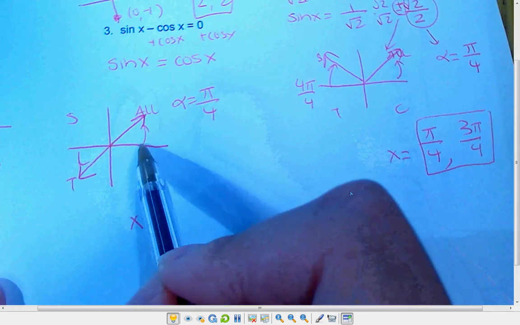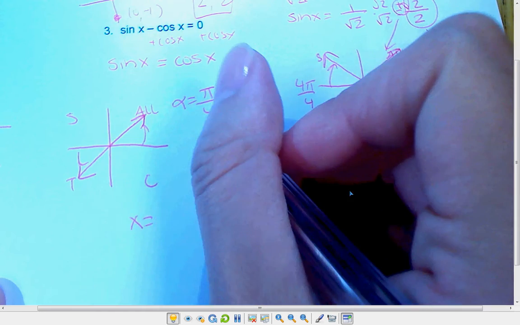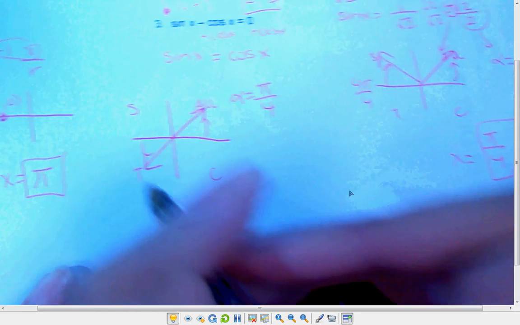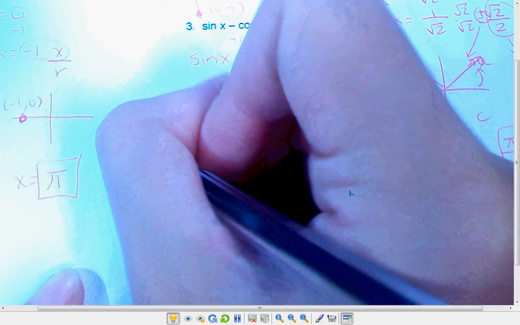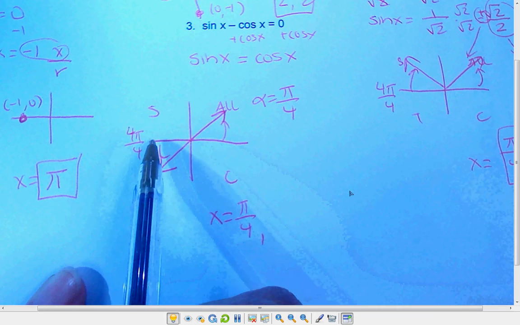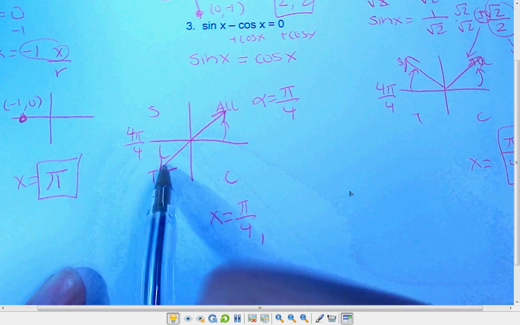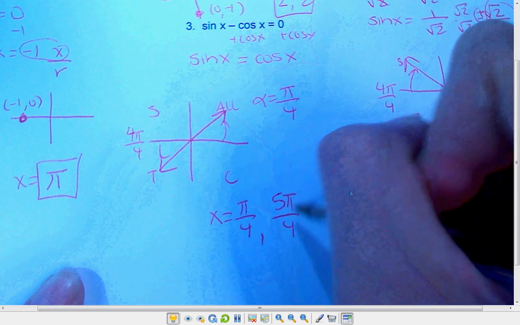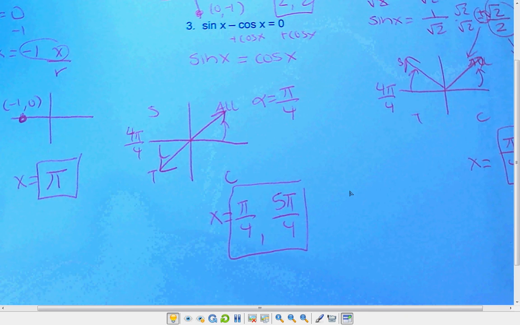So here, our first quadrant, we just add 0 plus pi over 4 gives us pi over 4. In our third quadrant, we know that this is 4 pi over 4, so we're adding, and this gives us 5 pi over 4. So this is our answer for number 3.